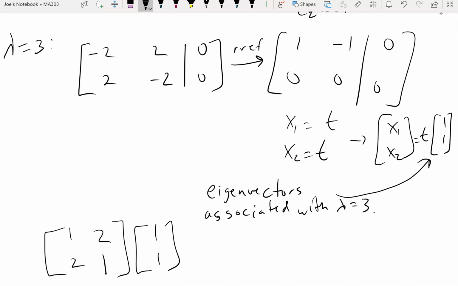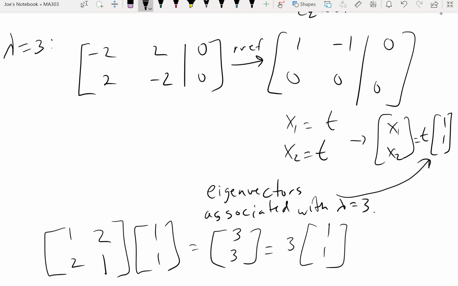If I multiply that by [1, 1], what do we get? Well, 1 times 1 plus 2 times 1 gives me 3. And 2 times 1 plus 1 times 1 gives me 3. That really is 3 times [1, 1], right? So multiplication of this matrix by a vector in this form is the same thing as 3 times the vector in that form.